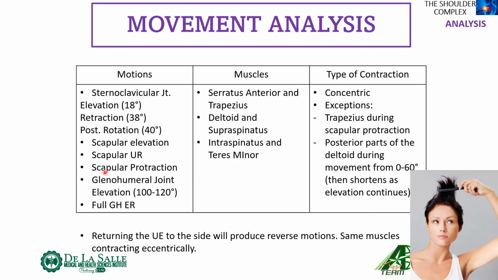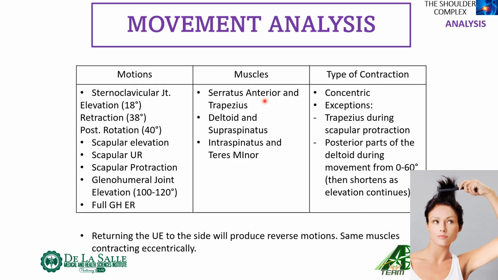Lastly, at the level of the glenohumeral joint, there is GH elevation, so that includes flexion and abduction at the same time, and also external rotation. Again, please do the movement. You will notice that as you elevate your shoulder, you are also externally rotating your glenohumeral joint in order to place your hand behind your head.